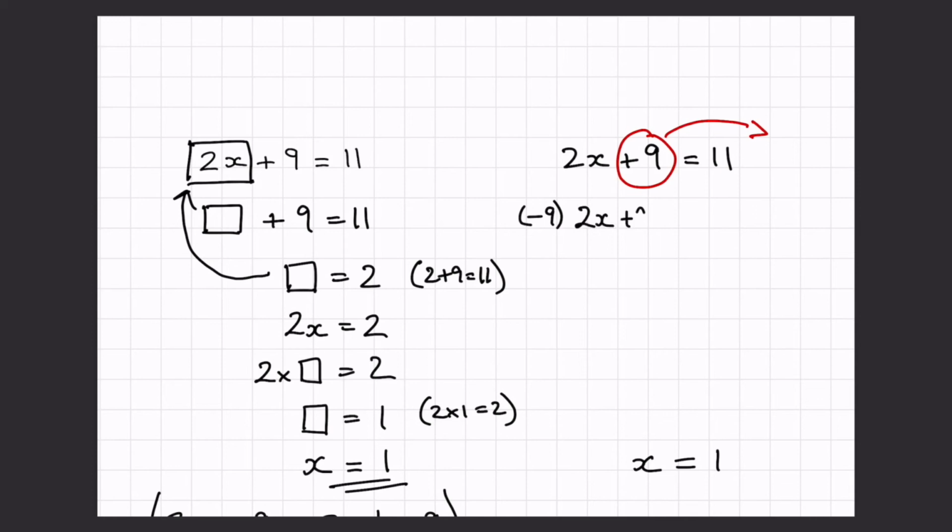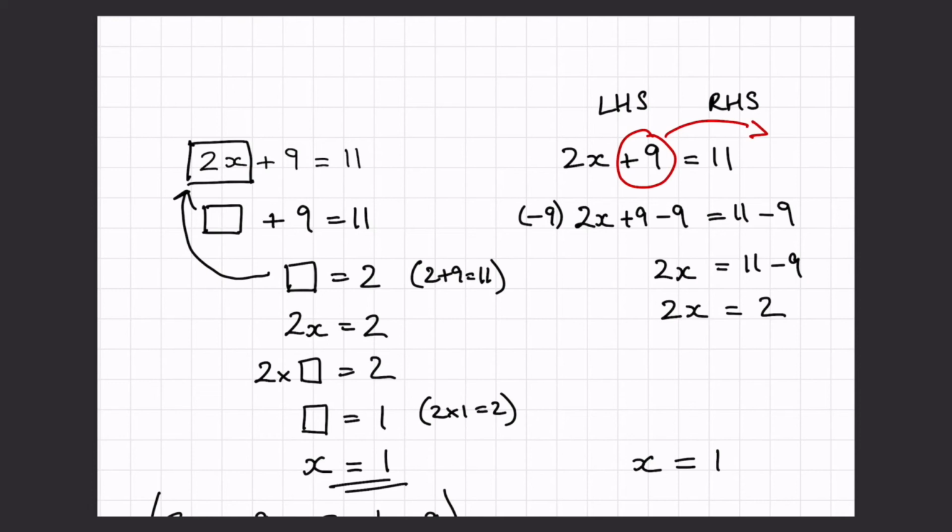2x, add 9. I'm going to put this line in just to be sure you know what's going on. So I've subtracted 9 from the left-hand side and the right-hand side of the equation. It's always about this balance. The left-hand side must always equal the right-hand side. We end up with 2x is equal to 11 subtract 9. 2x is equal to 2.